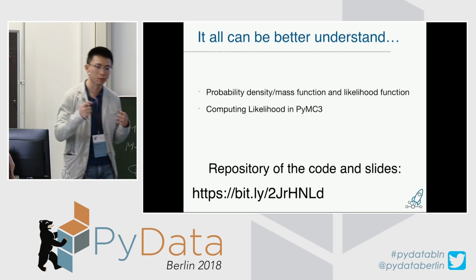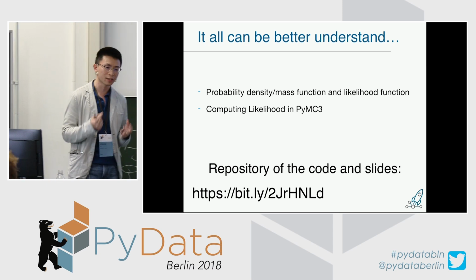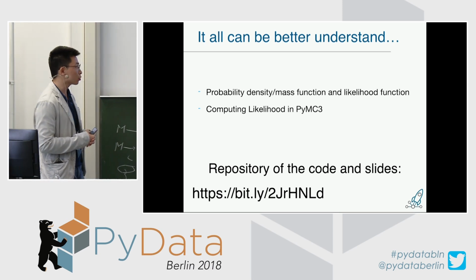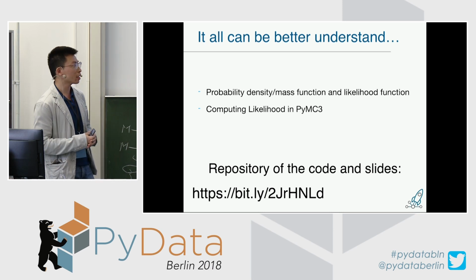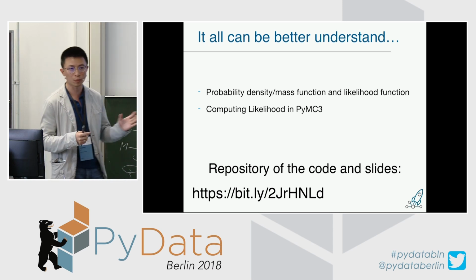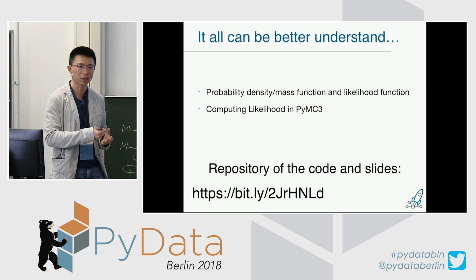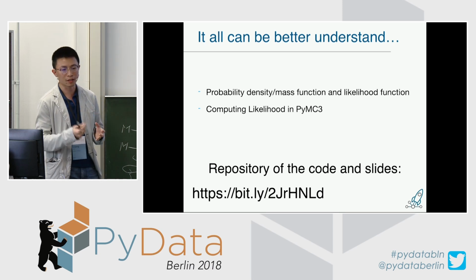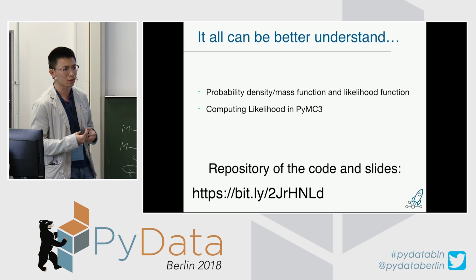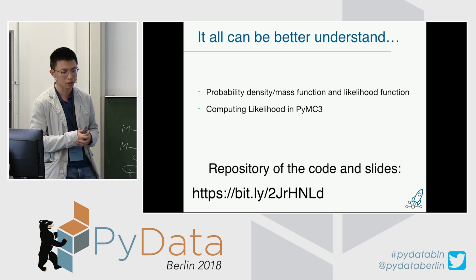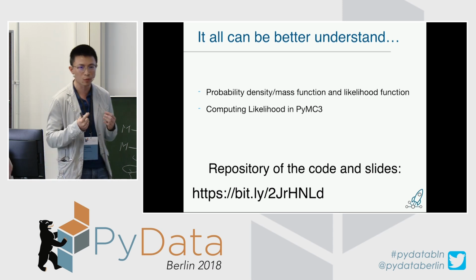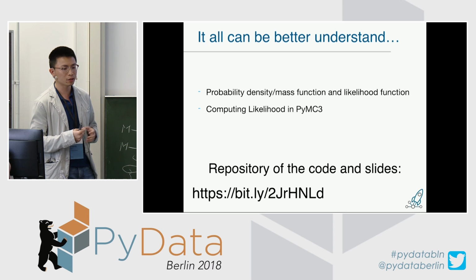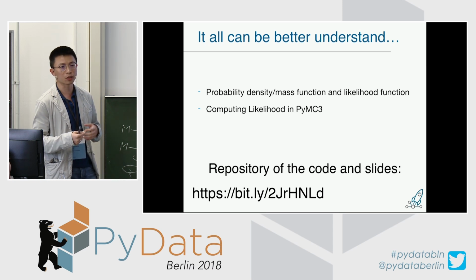And I think all these questions can be better understood by knowing a little bit more about what exactly a likelihood function is. So today, I will first go through a little bit of the basics: what is probability, what are probability density or mass functions, and how do they link to likelihood functions? And then a bit more practically, if I'm building these models in PyMC3, how does it compute the likelihood, and how can you extract the likelihood of the model and of different components?